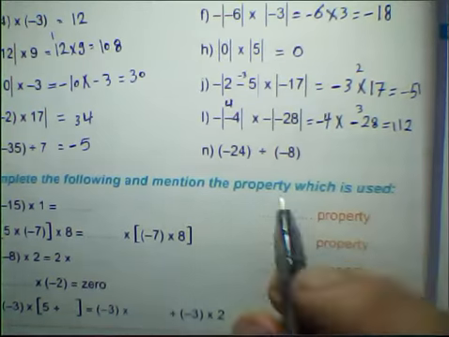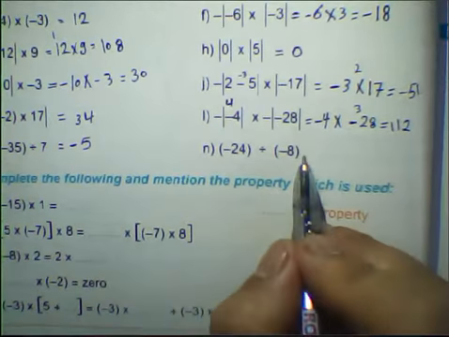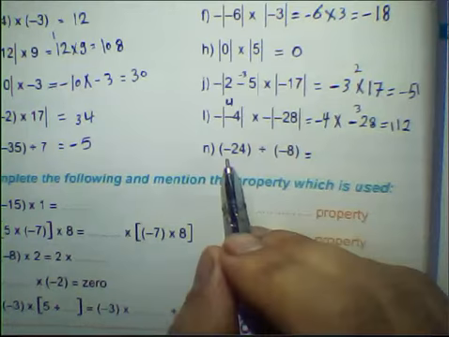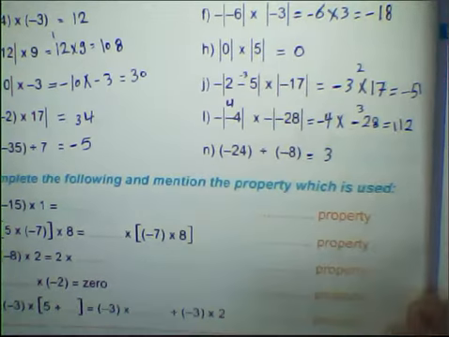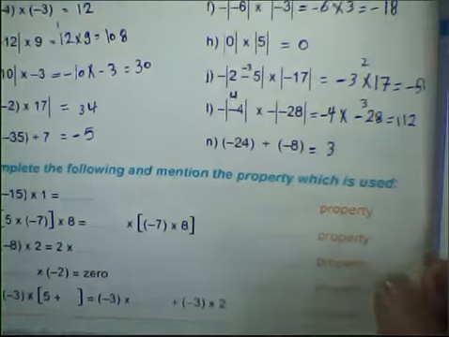Negative 24 divided negative 8. Negative divided negative equal positive. 24 divided by 8 equal 3. Complete the following and mention the property used.